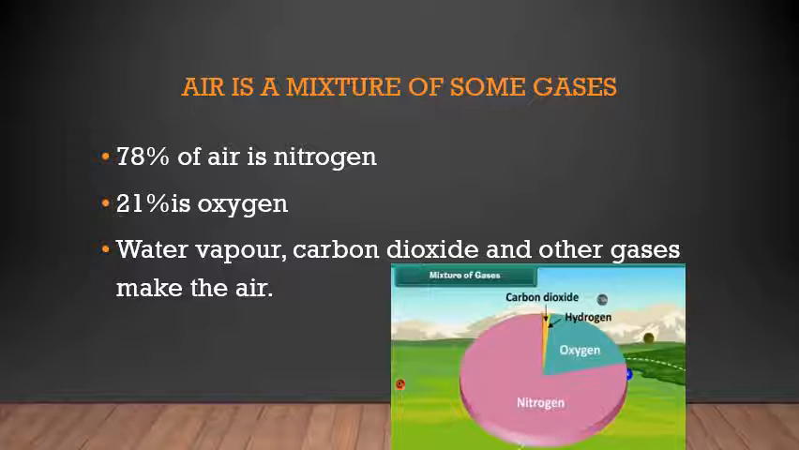78% of air is nitrogen. 21% is oxygen. Water vapor means small water particles which are present in the air, that is called water vapor. Carbon dioxide. And other gases, there are some other gases also like helium, which are present in very small quantity on the earth.